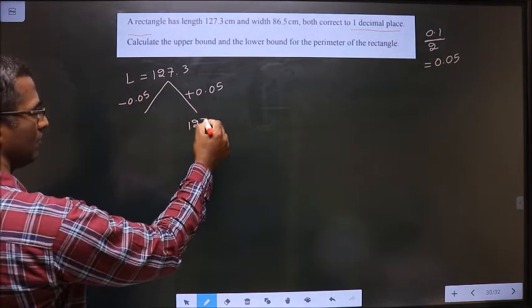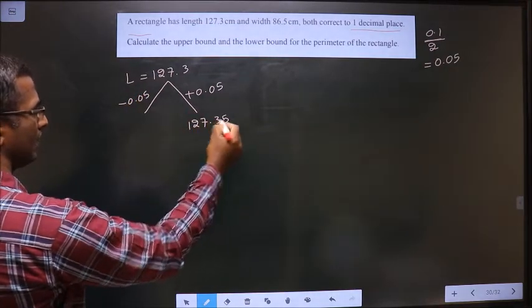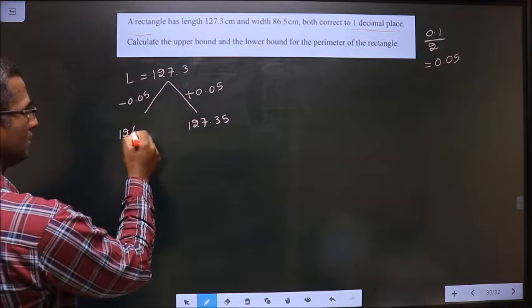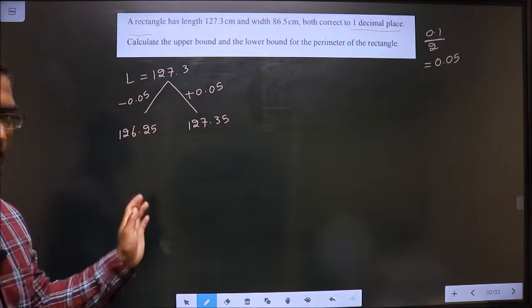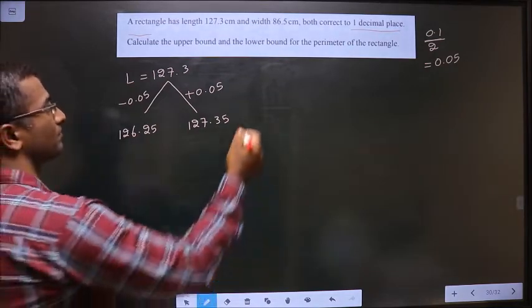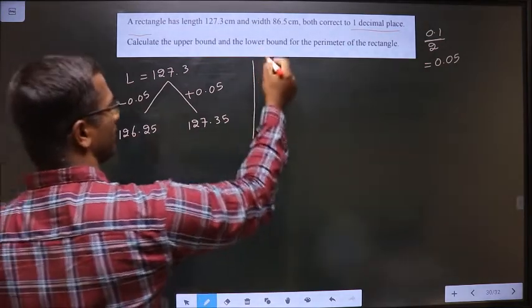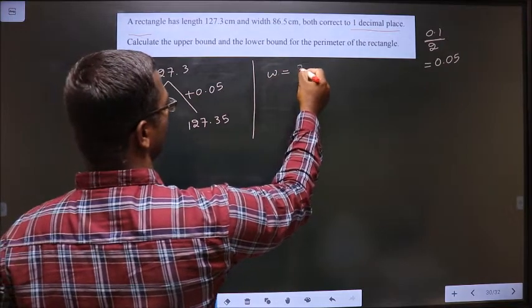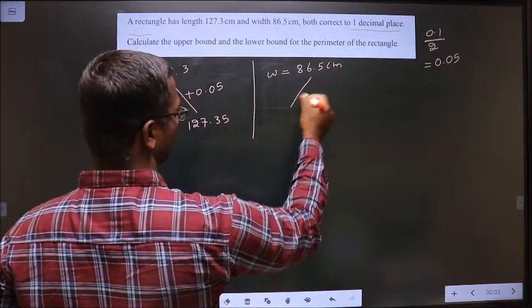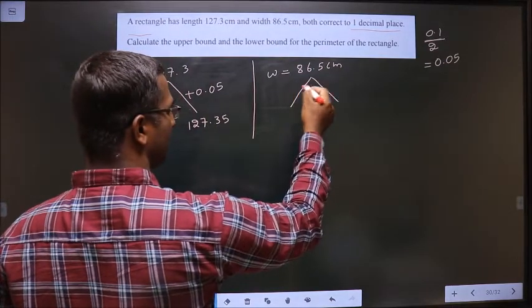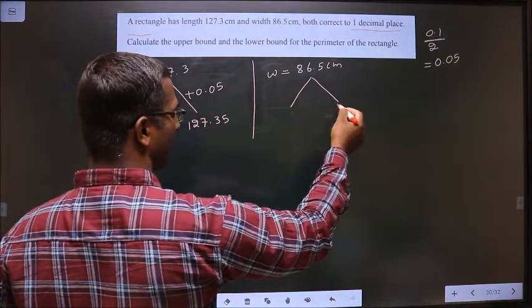So I get 127.35 and here 126.25. Okay. Now the next number is width equal to 86.5 centimeter. Now what should I subtract and add to get lower and upper bound?